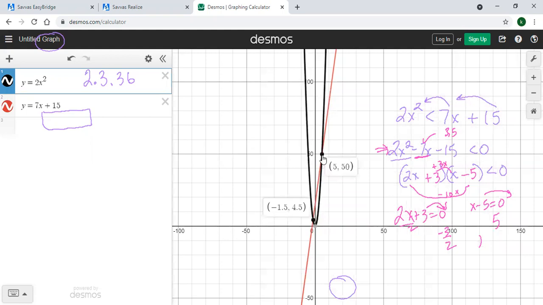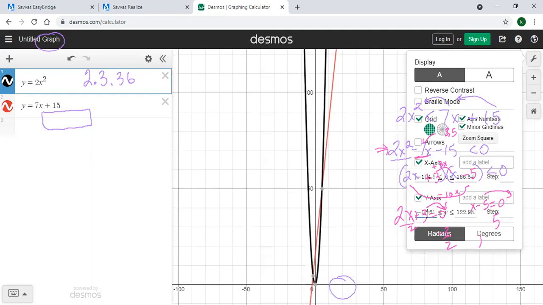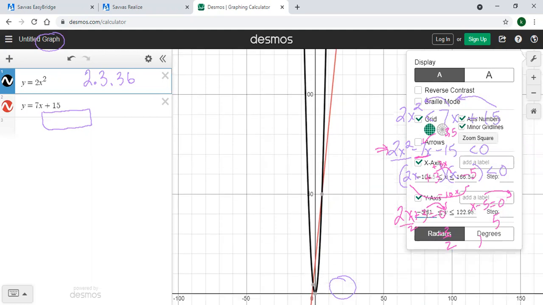And I'd like to be able to see this a little better. I'm going to show you how to adjust your window settings. I'm going to click on that wrench in the top right. I don't need to be at a negative 54. I think a negative 10 on my X would be enough, even a 5 would do on my X. Can't see what I've got in there.